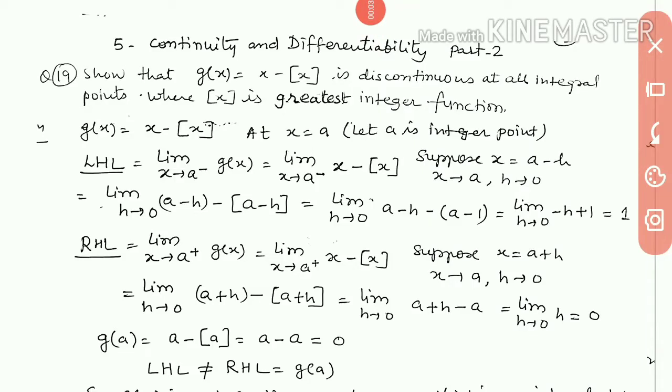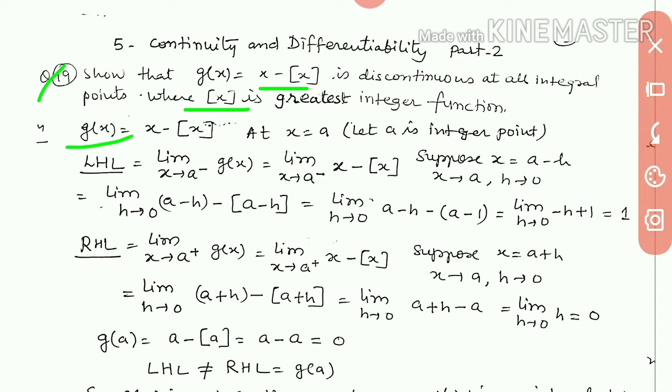Good morning, students. Today we will start part 2 of continuity and differentiability. This is a very interesting part. So look here, we will do question number 19. Show that g(x) equal to x minus the greatest integer of x is discontinuous at all integral points, where this sign is the greatest integer function.